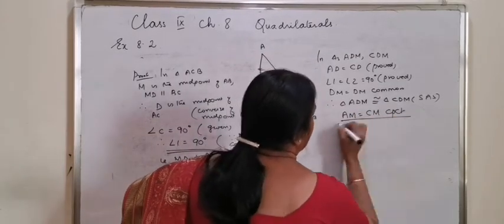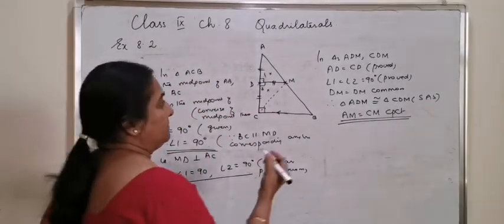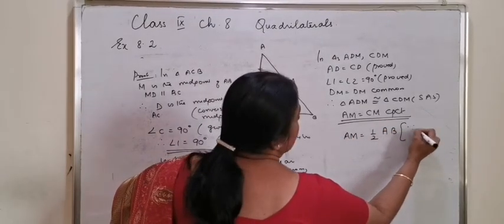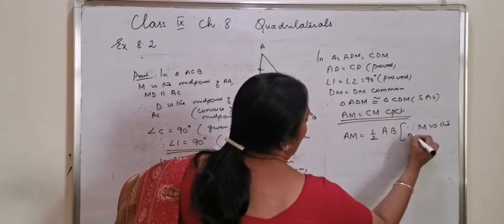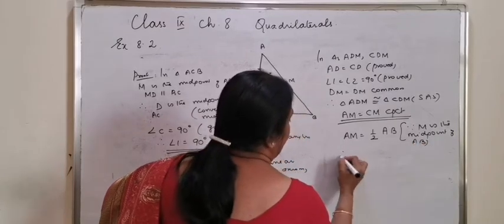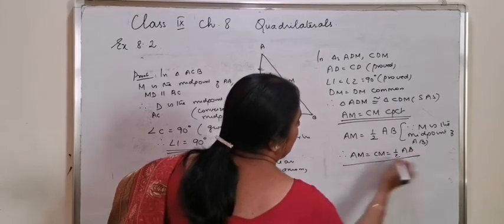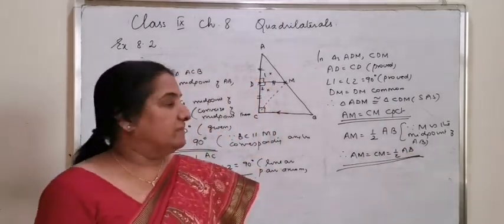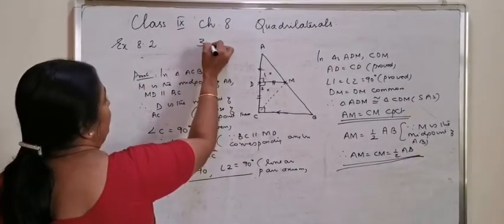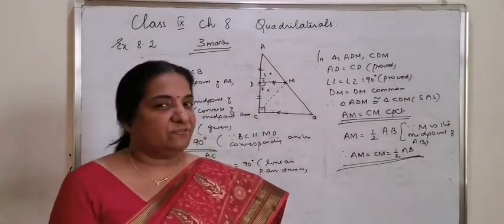It is given in the question that M is the midpoint of AB. So we can write AM is equal to half AB, since M is the midpoint of AB. Therefore, AM is equal to CM is equal to half AB. That is the third part of the proof. This question, mark it as a very important 3-mark question. It can be asked as a 3-mark question for any exam.